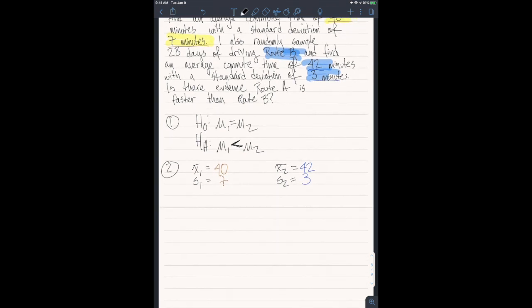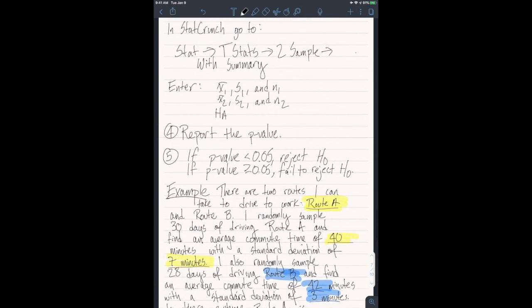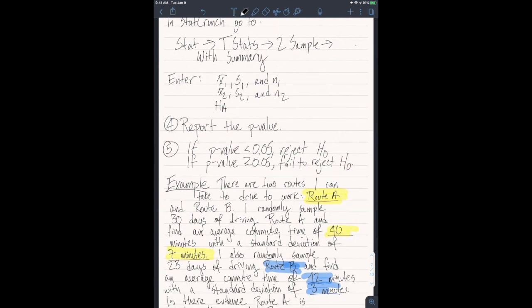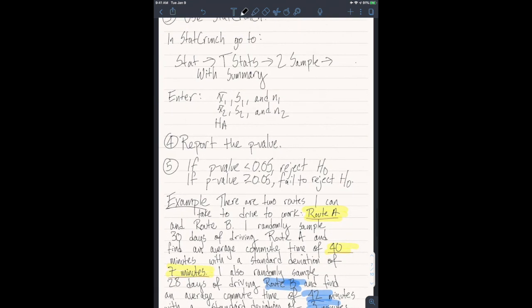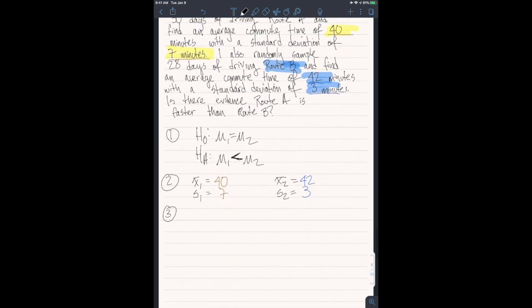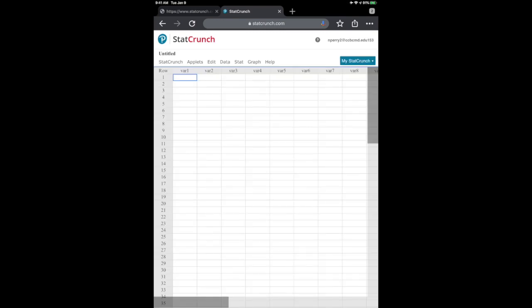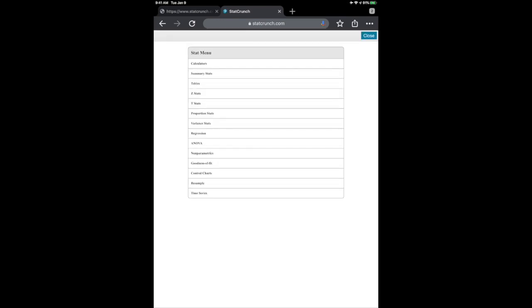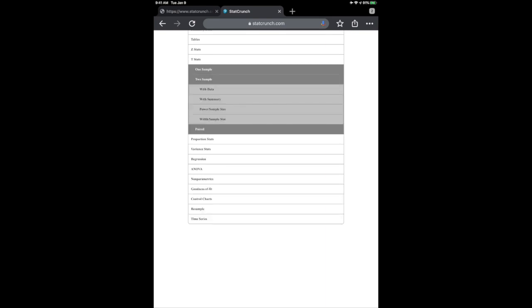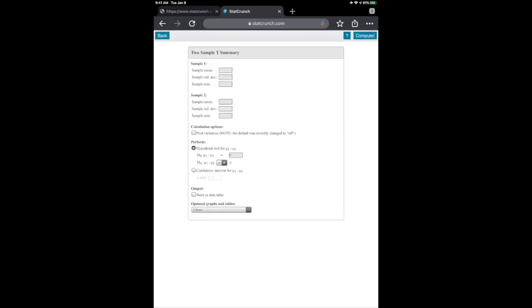So they were given. Step 3. Step 3 says use StatCrunch. In StatCrunch, go to Stat, T Stats, Two Sample with Summary. All right, so go back to StatCrunch. And I go to Stat, T Stats, Two Sample with Summary. And a similar kind of pop-up window comes up as when we did proportions, right? So I have to enter all the stuff I need in here.